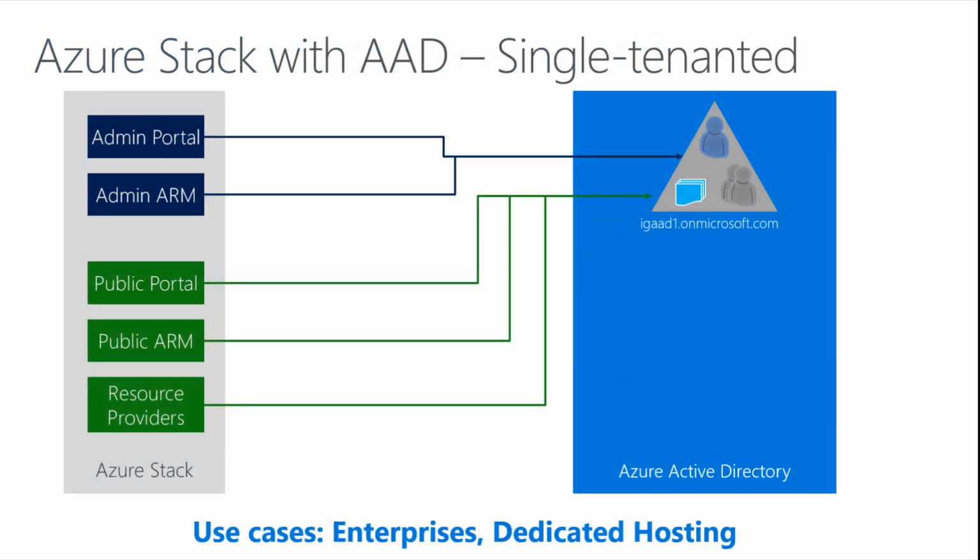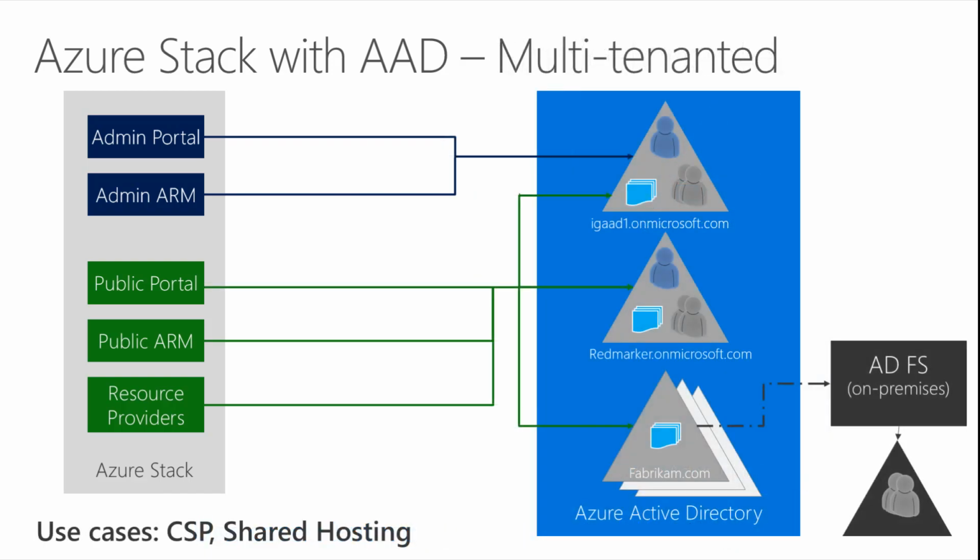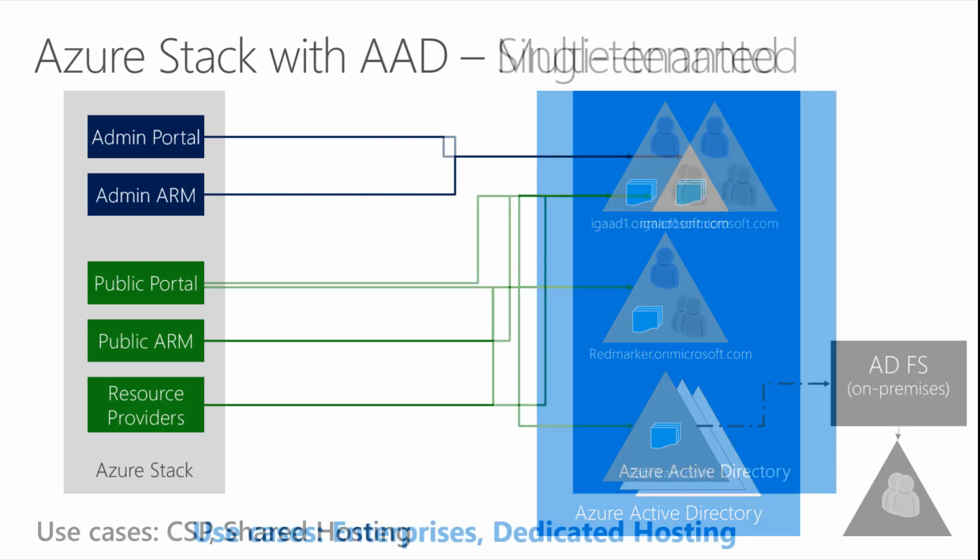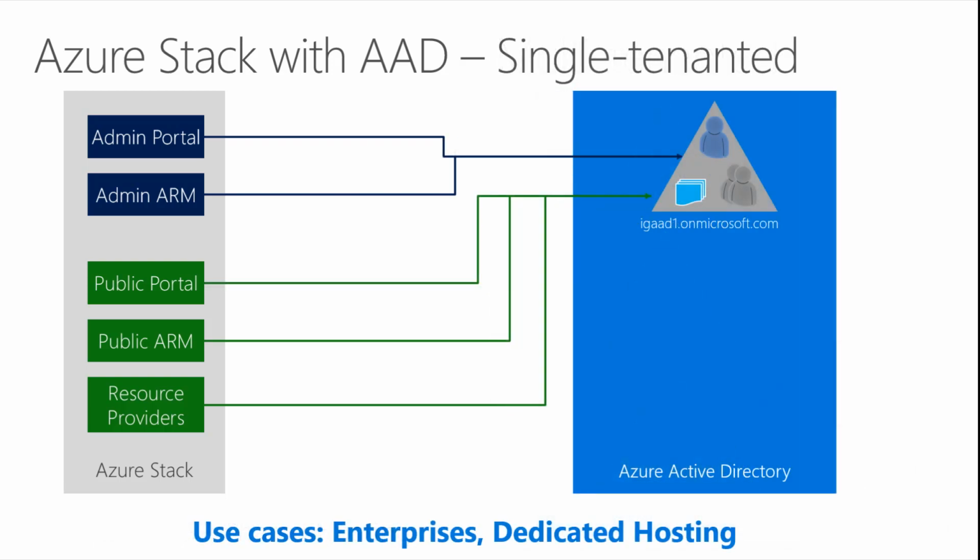This is the configuration we've had since pretty early on in Azure Stack. On the left side is Azure Stack, and the right side we're looking at Azure Active Directory. You've been able to configure Azure Stack to one Azure AD tenant. In this scenario, you have admin users and tenant users all authenticating against this one tenant. Likewise, the applications would also be registered against Azure AD, which would have corresponding service principals.